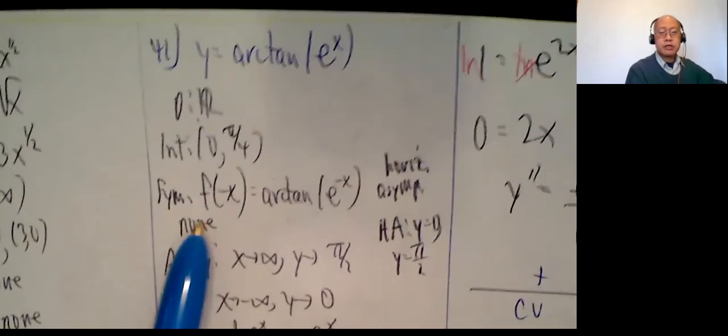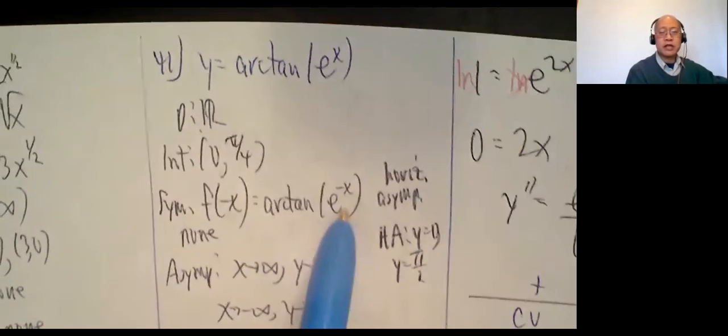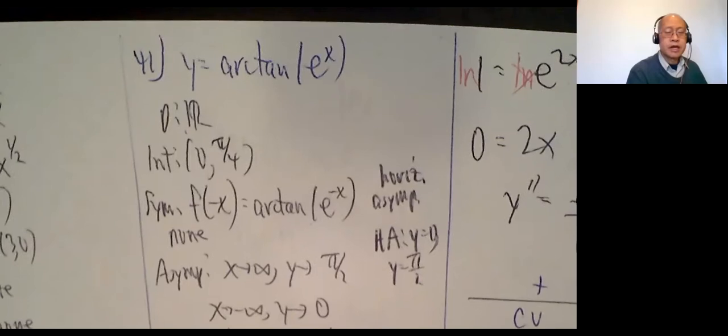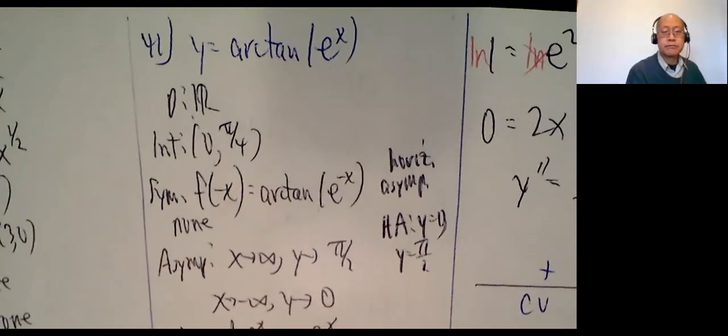All right, is there any symmetry? F of negative x, arctangent of e to the negative x, is not the same as the original. That's not the opposite of the original either. So there's no symmetry, at least no symmetry with respect to the x or y axes.